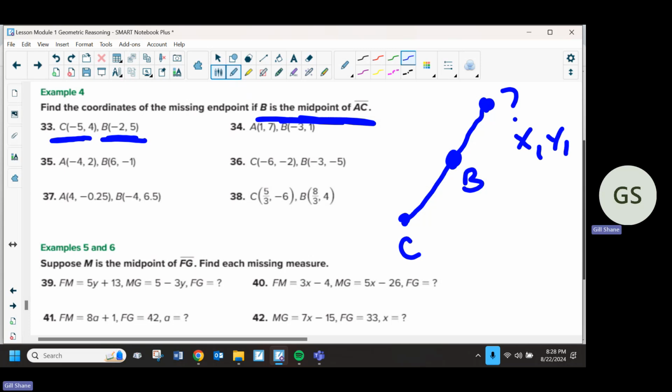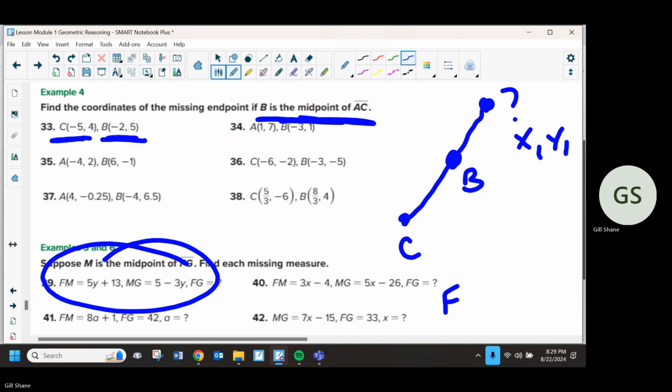There's another intuitive way to do it, but I'm not going to do it in this video. It's the same type of problem. They just don't give you the line. You have to understand how to draw the line. So that would look like this, F, G, and then M would be the midpoint right here. And then this would be 5y plus 13. And over here, this would be 5 subtract 3y. So same type of problem. They're just not giving you a picture.